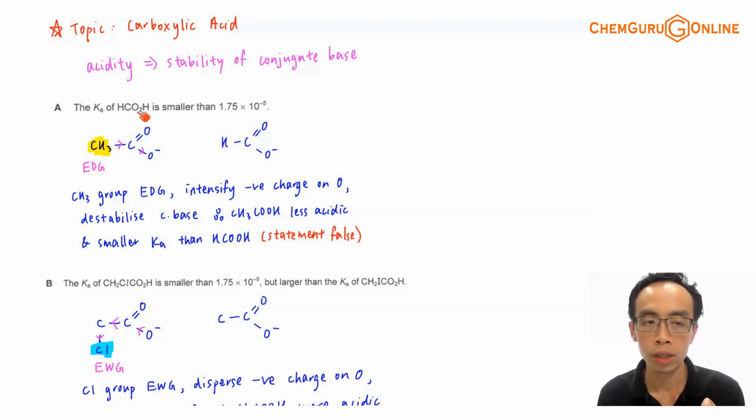Ka value for HCOOH is smaller, which is not true. Since it is expected to be a stronger acid, it should have a bigger Ka value than the Ka value for ethanoic acid. So A is wrong.